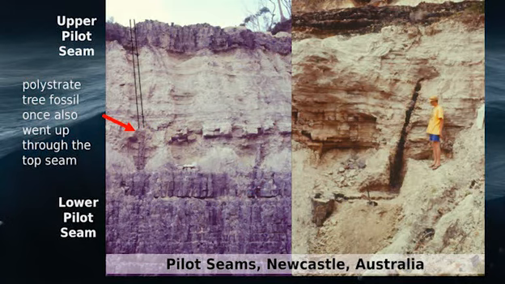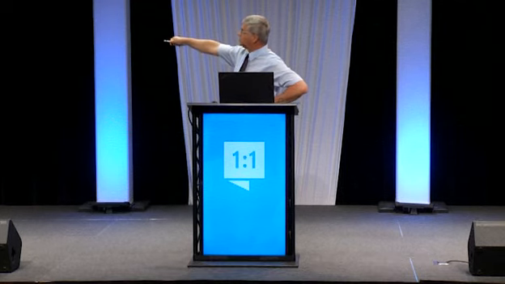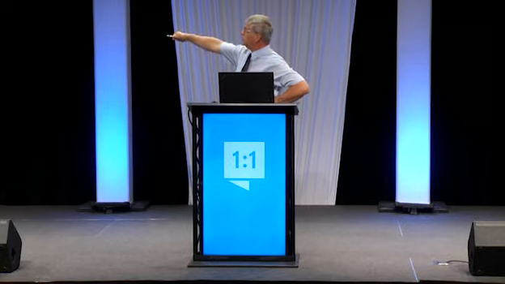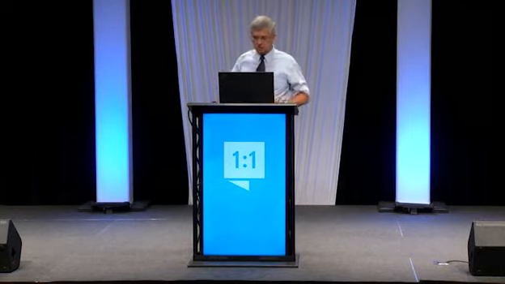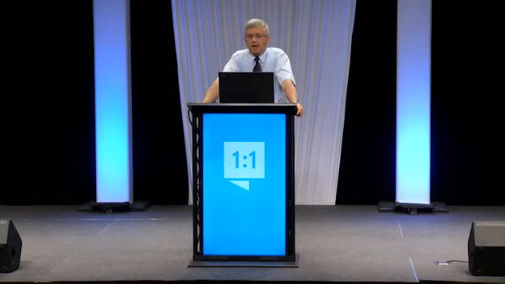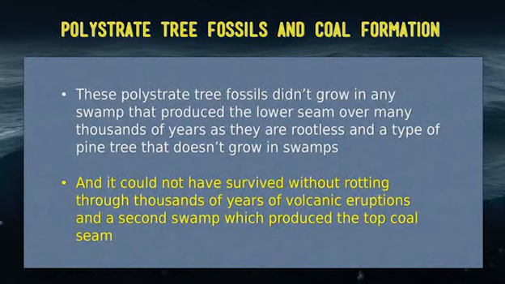That's interesting, isn't it? Remember, this is supposed to be a swamp, but this tree couldn't have grown there because it didn't have roots. And by the way, it's a type of tree that doesn't grow in swamps. It's a pine tree. These polystrate tree fossils didn't grow in any swamp that produced the lowest seam over many thousands of years, as they are rootless. And they're pine trees that don't grow in swamps.